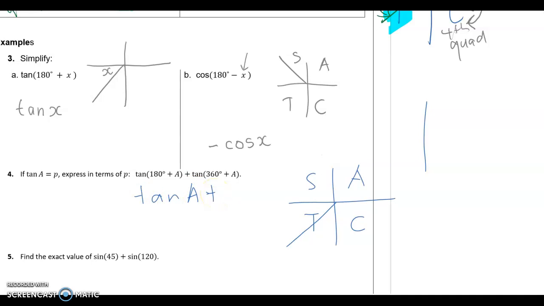Let's see what we're going to add to that. Tan of 360 plus A. Now that's a little bit different to what we've seen before. 360 plus A would mean we have gone around one whole revolution, and we've come back to where we've started and we've added on A. So that's just going to be tan of A. And all our trig functions are positive in that first quadrant. So what we have here again is another tan of A. So if we think back to what the question said at the start, tan of A equals P. So we have a P plus a P, which is equal to 2P.